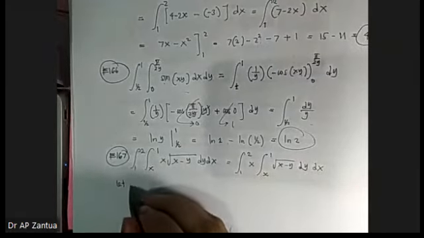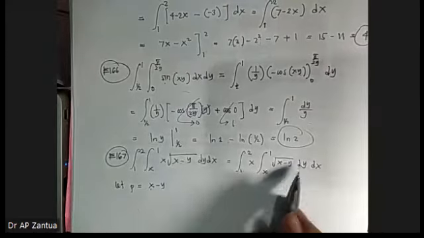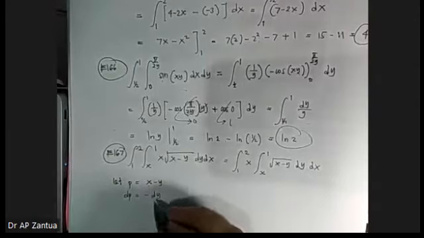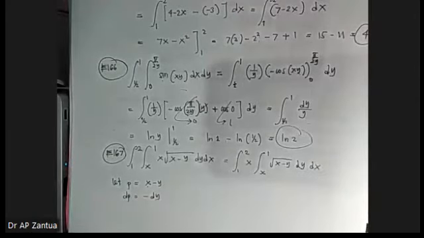Okay, so let p is equal to x minus y. Take note, x is constant because we are integrating with respect to y. Therefore, dp is what? Negative dy. Okay, clear? Understood? Okay.